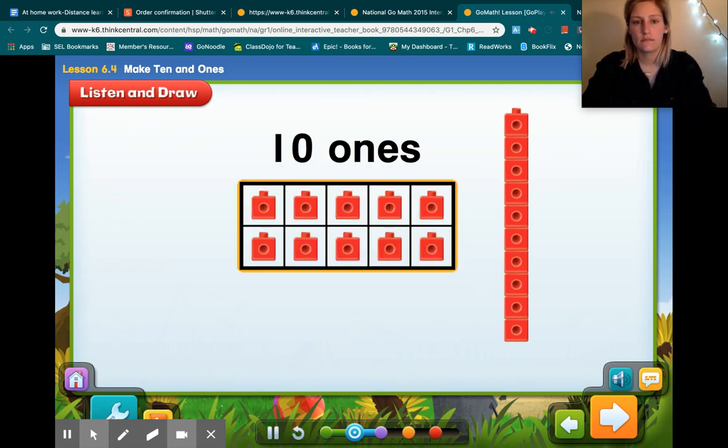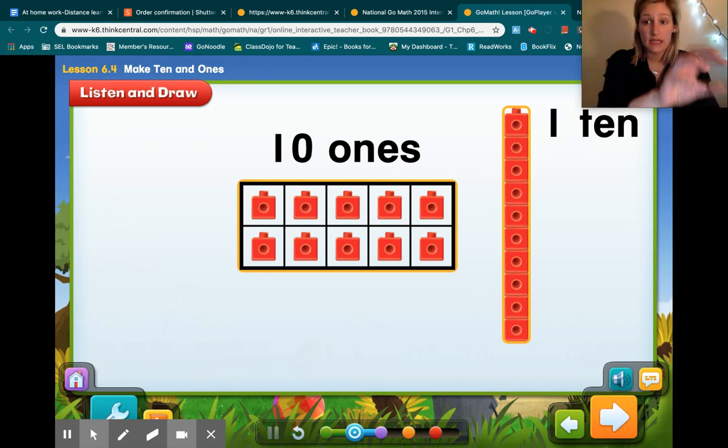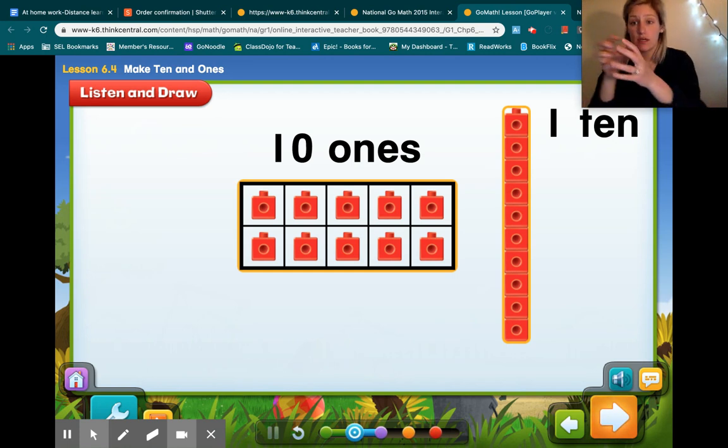One group of 10 ones is the same as 1 ten. There are two different ways to show 1 ten. So do you guys understand that? This is the same amount. 10 ones, 10 single cubes by themselves equals 10, or one group of 10 connected together also equals 10.